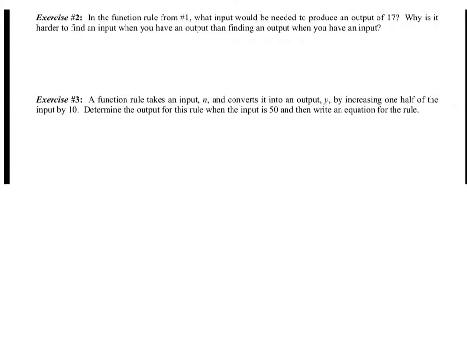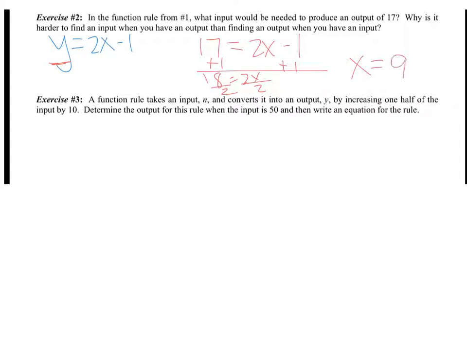So in the function rule from number 1, what input would be needed to produce an output of 17? Well, this is harder to find than doing it the opposite way, because what you're doing is finding the output and then you need to find the input rather than just plugging it into the equation. So we can use the equation we had, which was y equals 2x minus 1, but instead of plugging in for x, we're plugging in for y. So 17 equals 2x minus 1, and now we need to solve for x. So we add 1. 18 equals 2x, divide by 2, and our input is 9.